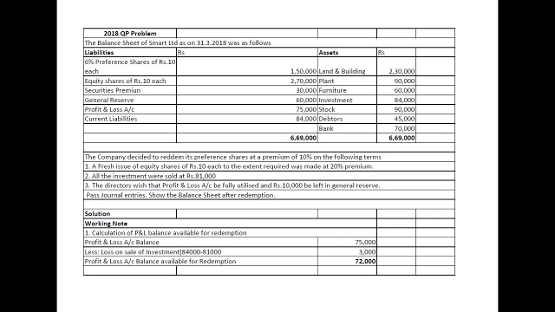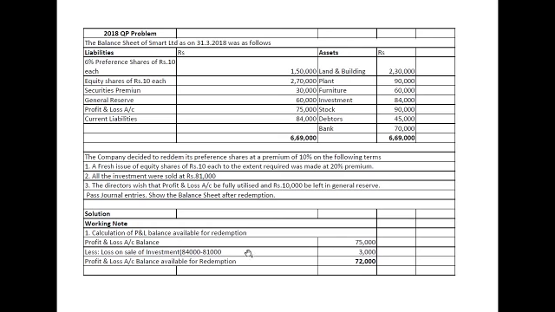So first, the calculation of the profit and loss account balance available for the redemption. First working note. As per the balance sheet, the profit and loss account balance given is 75,000. Now it is 75,000, we can utilize fully as per the condition. But here there is one loss.